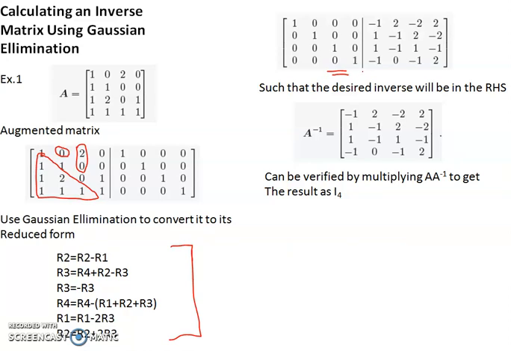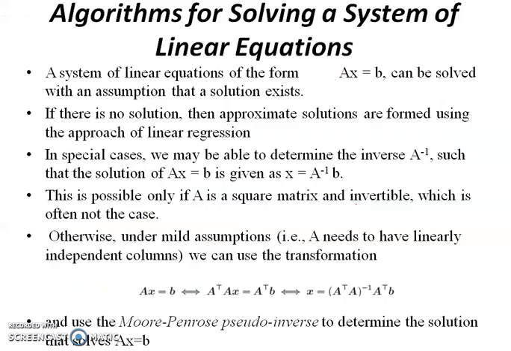And once we get this result in the reduced form, we can see that the second part is the A inverse of the given matrix. In order to check, just multiply the A matrix with A inverse, and if you get the identity matrix as a result, then we can say that the answer you got is correct.